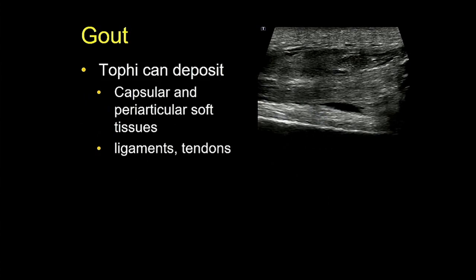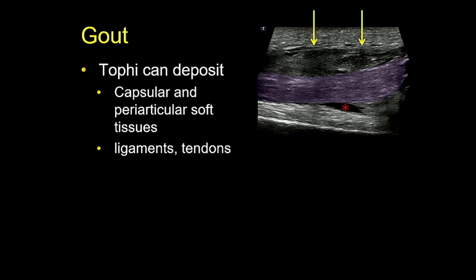So as I mentioned, tophi can deposit in other locations. They can deposit in the capsules and in the periarticular soft tissues, ligaments, and tendons. And that's what's happened in this case at the knee. So here we have the quadriceps tendon. There's a small amount of fluid, but not a big joint effusion.